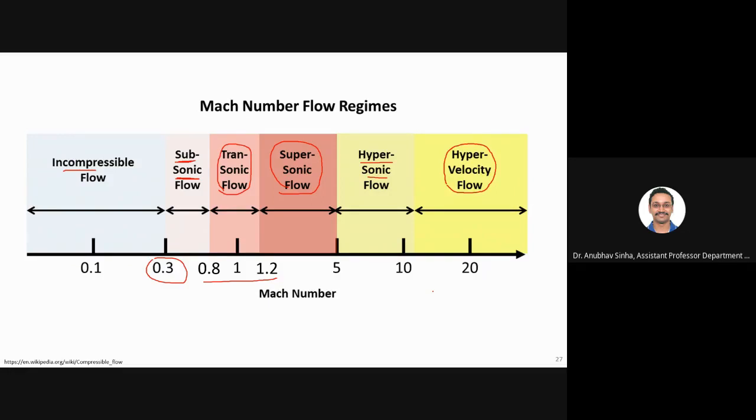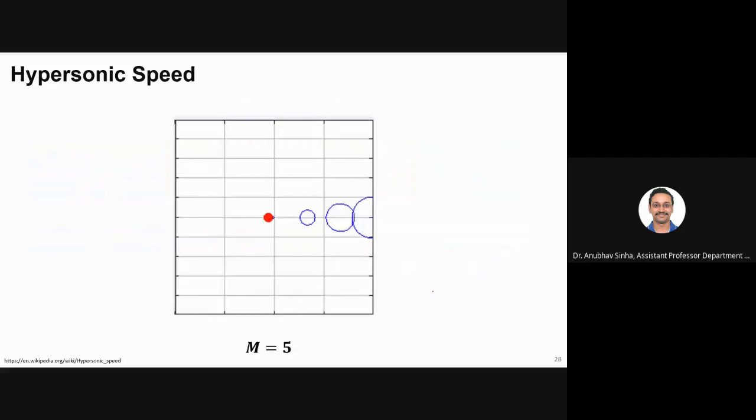So you want to see how it looks. If you are traveling at hypersonic speeds, your sound waves will be made here and you are already miles ahead. This is also forming a cone, but it is a very different type of cone. This is for Mach 5.